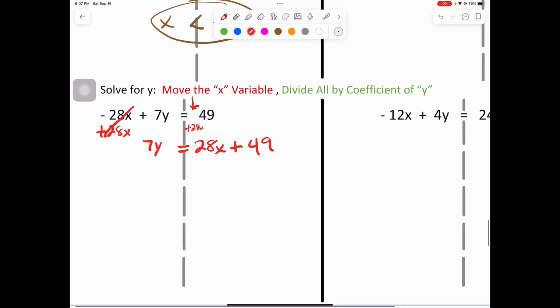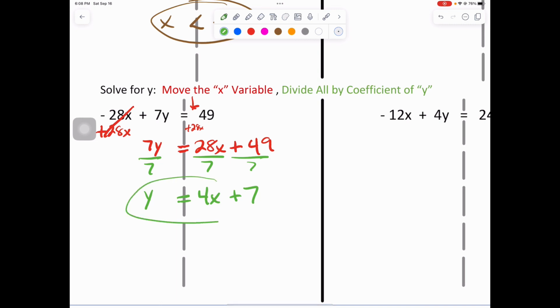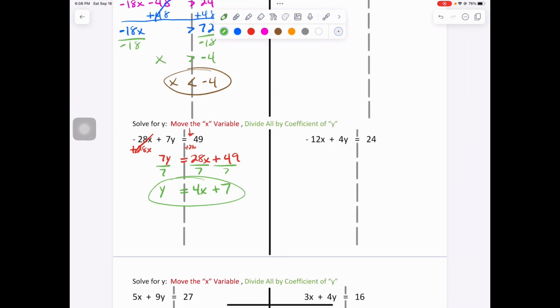All right, so now that we've moved that, there's nothing else that we can do to subtract or add. So we're just going to divide all by the coefficient of x, because 7y technically right now is on the left side by itself, and we can't shift over any of these two. So we divide everything by 7. Okay, 7 divided by 7 gives you y. Bring down your equals. 28x divided by 7 is just 4x. 49 divided by 7 is just 7. Go ahead and circle your answer.